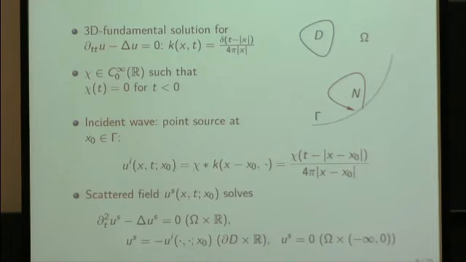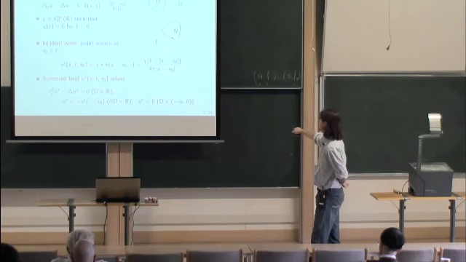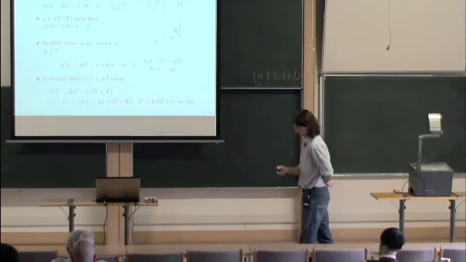And then the scattered field that I call US, which depends on x and t, and implicitly also on the parameter x0 that comes from the incident field, is also a wave equation with a Dirichlet boundary condition on the obstacle, and US is also causal.